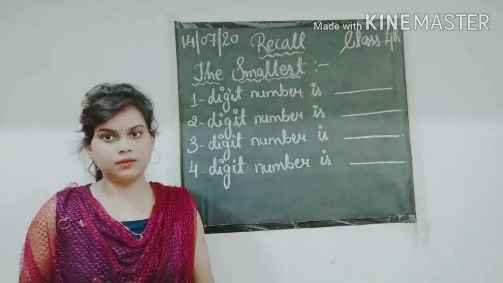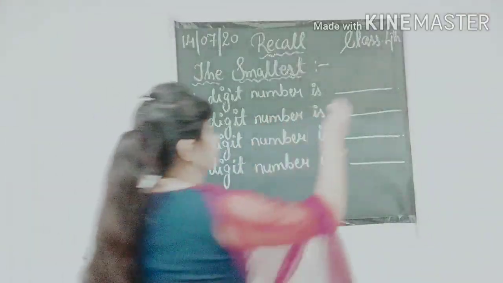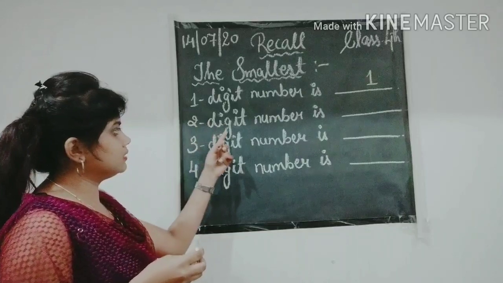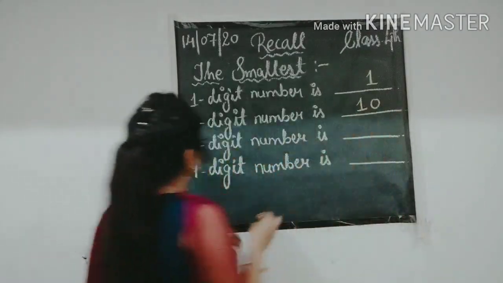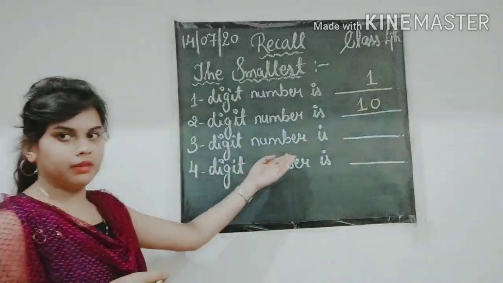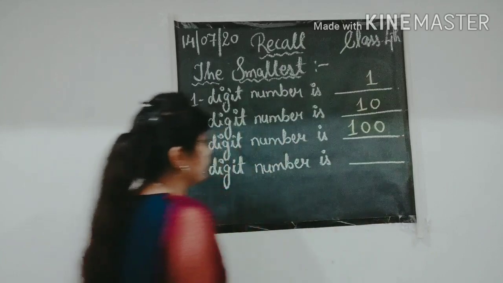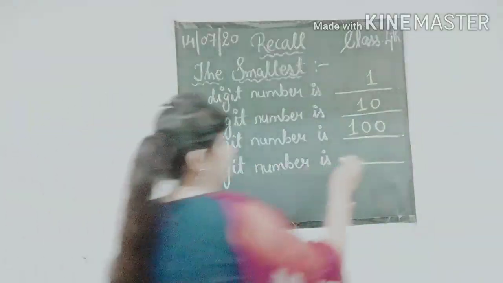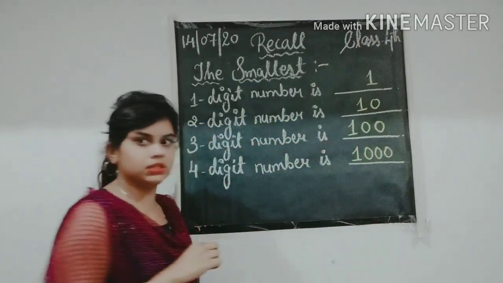Similarly, for the smallest numbers, the smallest one digit number is 1. The smallest two digit number is 10. The smallest three digit number is 100. The smallest four digit number is 1000, 1 followed by 3 zeros.